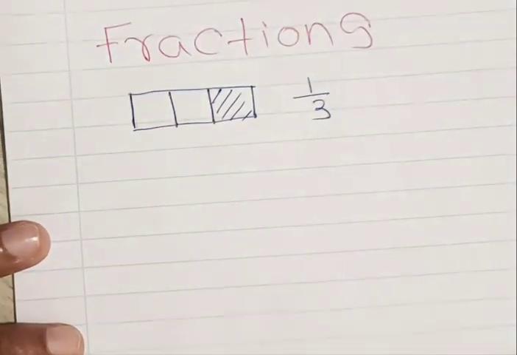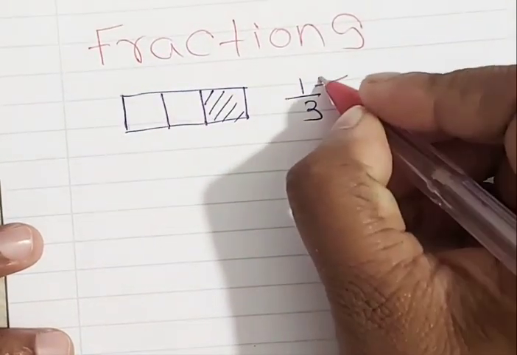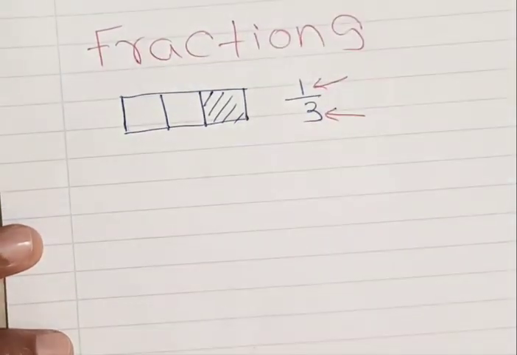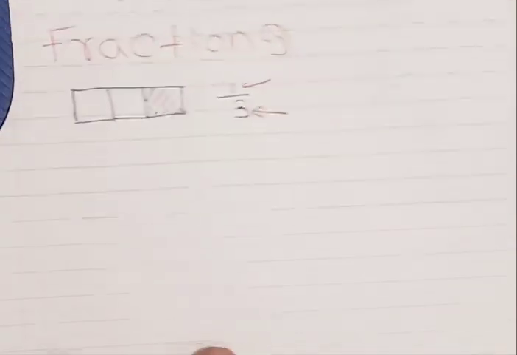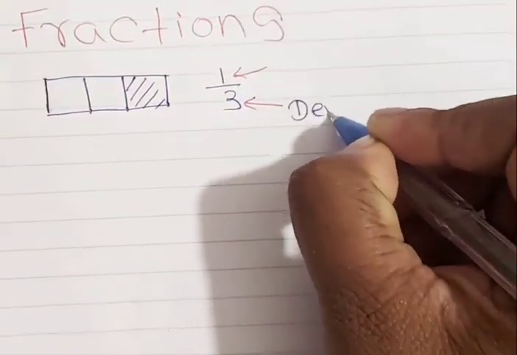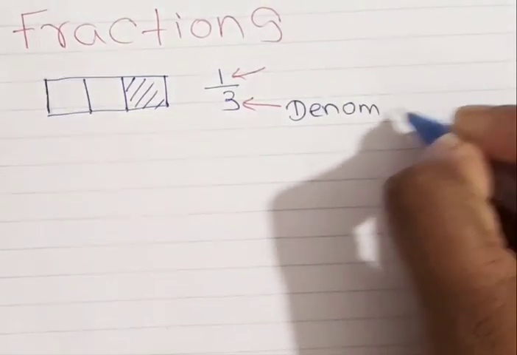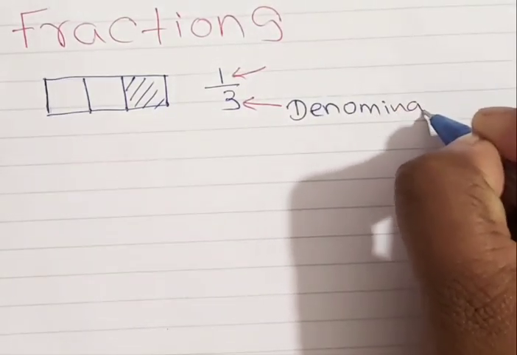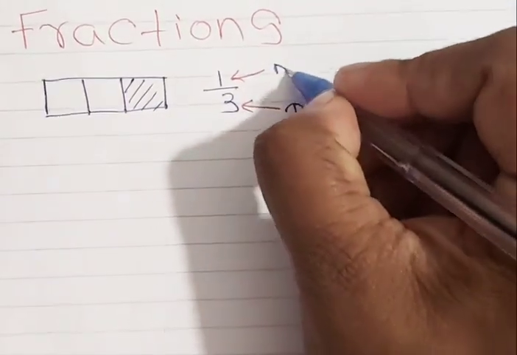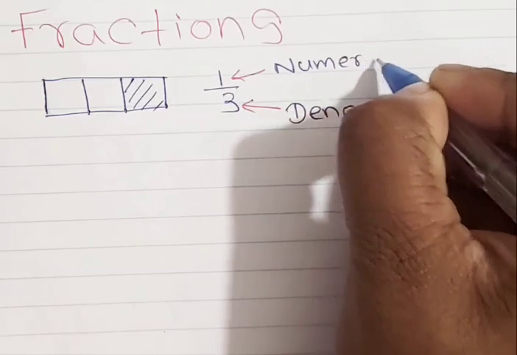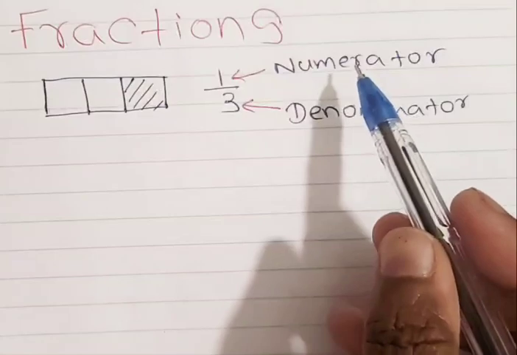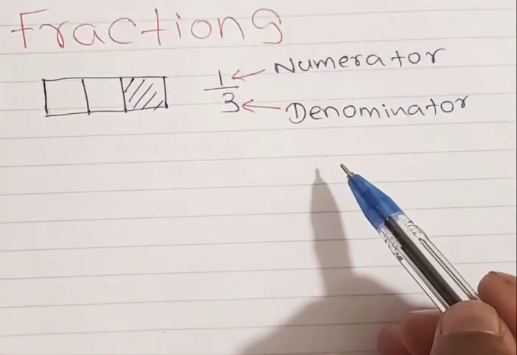1/3, right? So you need to know that the number above the line we call the numerator, and the number below the line is called the denominator, right? You have to understand those things very clearly. So that is the denominator. So the number above the line is the numerator. Okay. So the number above the line is the numerator and the number below the line is the denominator.